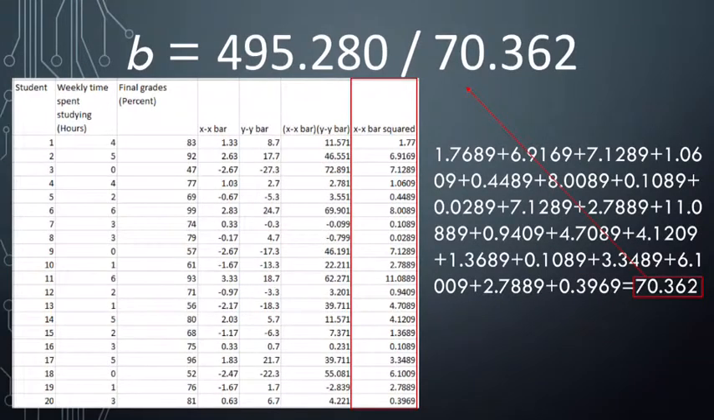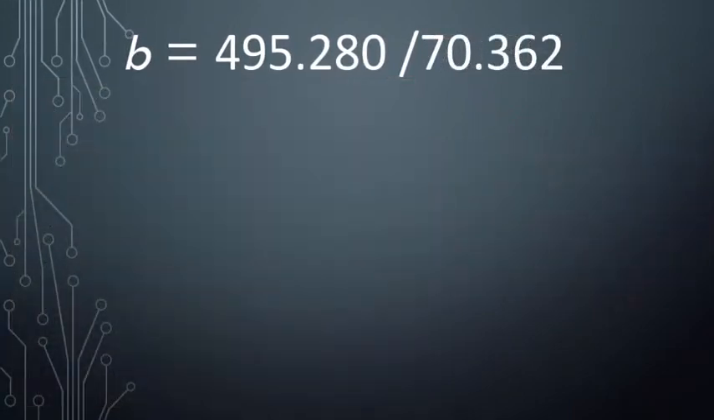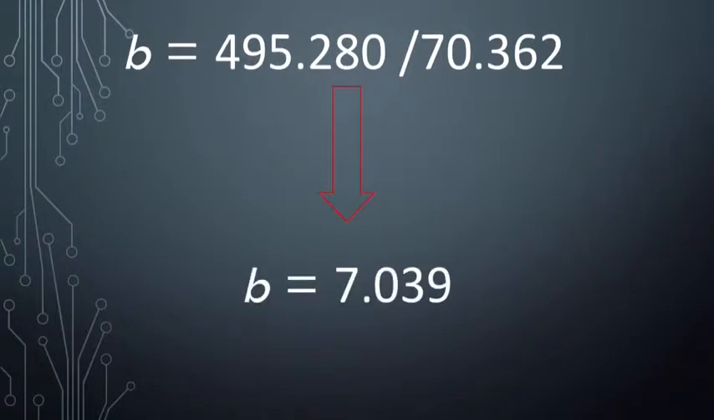Our equation now reads b equals 495.280 divided by 70.362. We simply divide these values, and we obtain a b of 7.039.